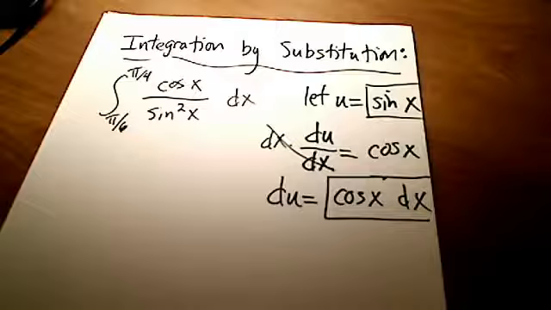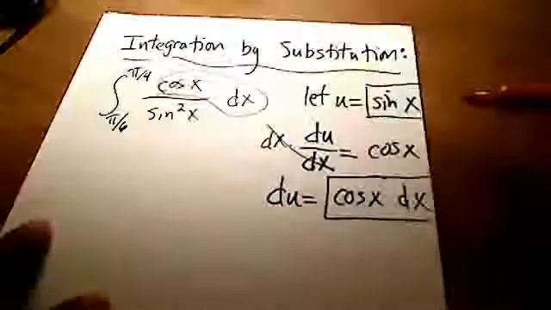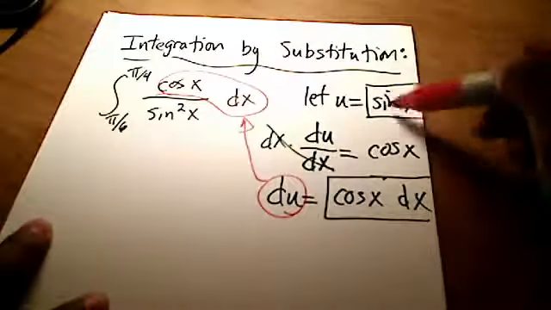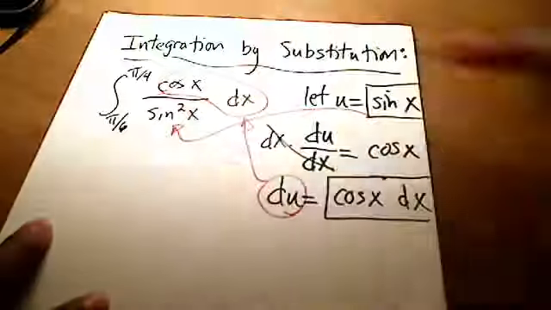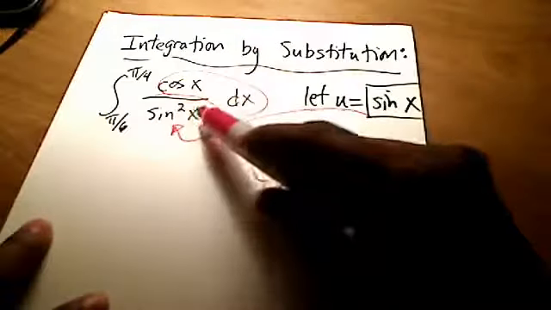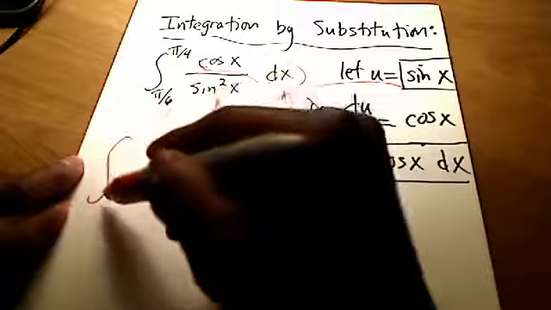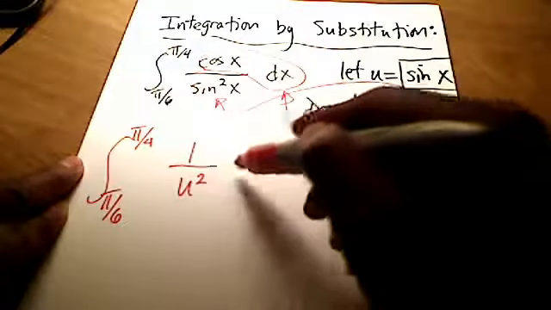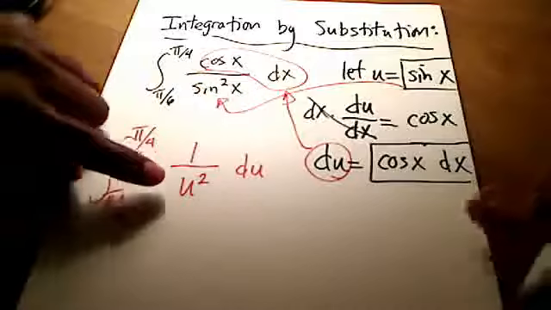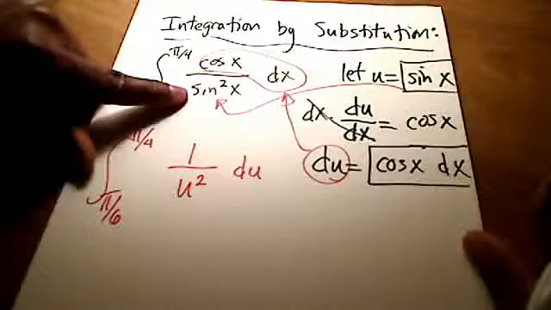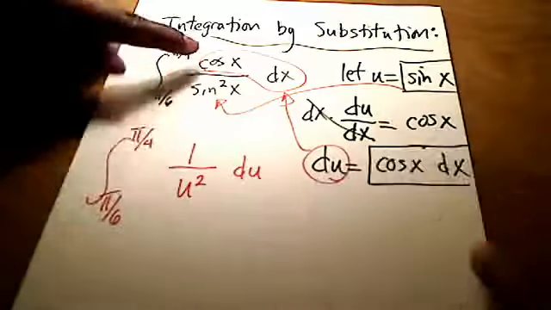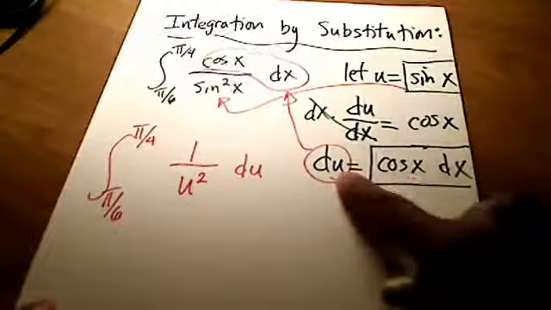And sure enough, we have both of those here. Do you see that I've got cosine x dx? I'm going to replace that with a du. And in place of sine x, I'm going to put in the letter u. But this is sine squared x, so let me rewrite this now: this is really the integral from pi over 6 to pi over 4 of 1 over u squared du. And where did the u squared come from? That was sine squared x, so instead of u, I'm writing u squared because it was squared. And instead of cosine x dx, I'm replacing it with just a du.